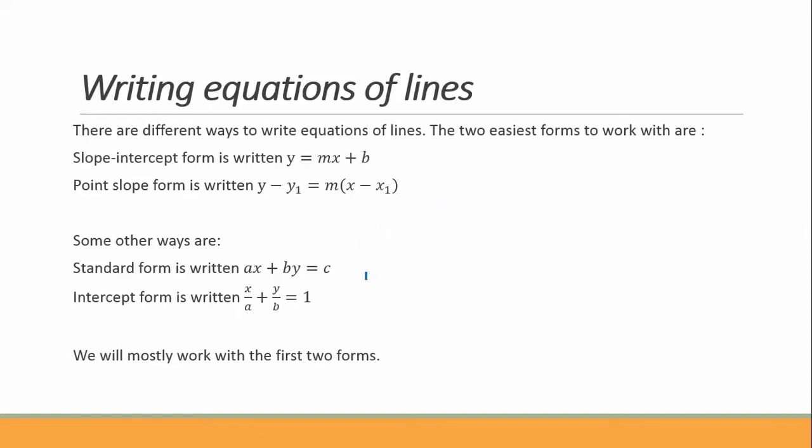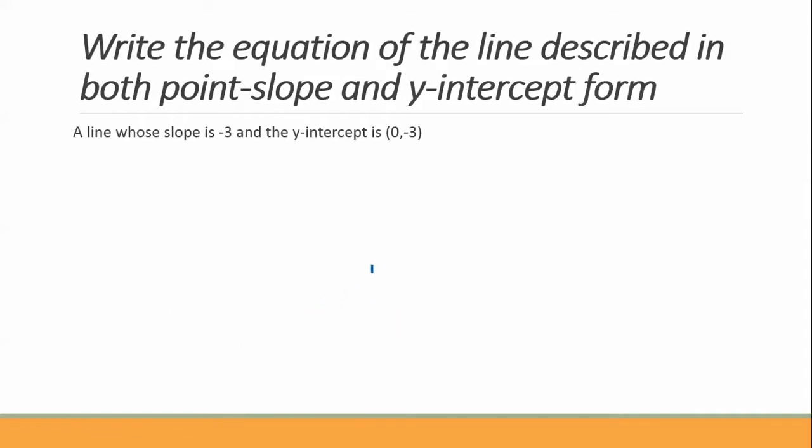Some other ways to write equations of a line: there's standard form, ax + by = c. And there's an intercept form, which is x/a + y/b = 1. That means that (a, 0) and (0, b) are our intercepts. But we're mostly going to work with the first two forms. These two are a little cumbersome to use. So let's start writing some equations.